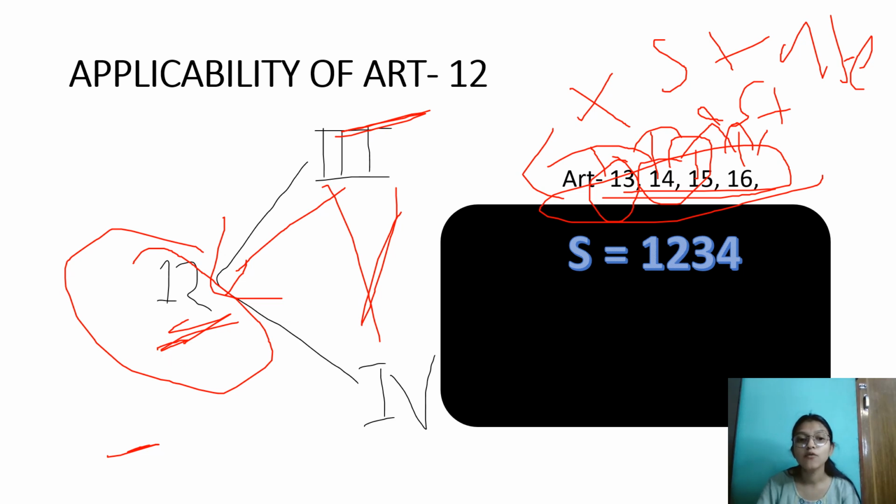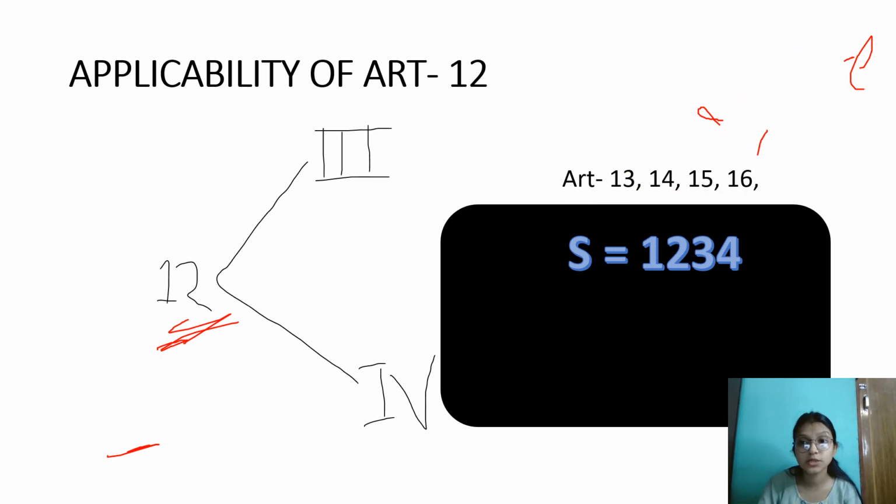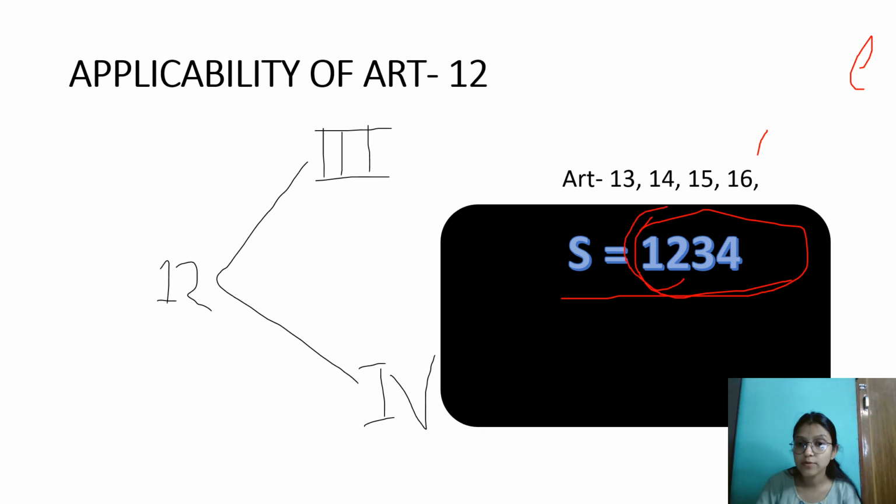Now let us see how we can remember the definition of state in a simple manner. As you can see, I have written here equal to 1, 2, 3, 4. It's easy for us to remember the numbers from 1 to 4, right? So you can write state as a whole word equal to 1, 2, 3, 4. Article 12 is the article that defines what is state, and it is applicable only to Part 3 and Part 4 of the Indian Constitution. This way we can link Article 12, the definition of state, to Part 3 and Part 4.